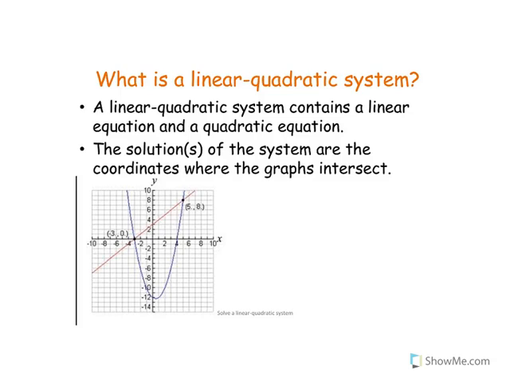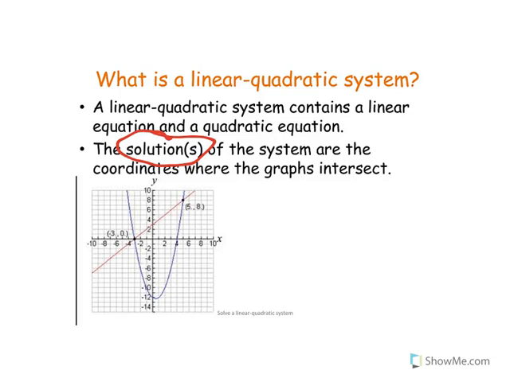So here's our vocabulary. As you can see, it's got a linear equation, it's got a quadratic equation, and consistent with what we know about systems of equations, it would be the point or points where they intersect. So we see it says solution or solutions. Sometimes we'll have one, sometimes we'll have two, sometimes we'll have none.